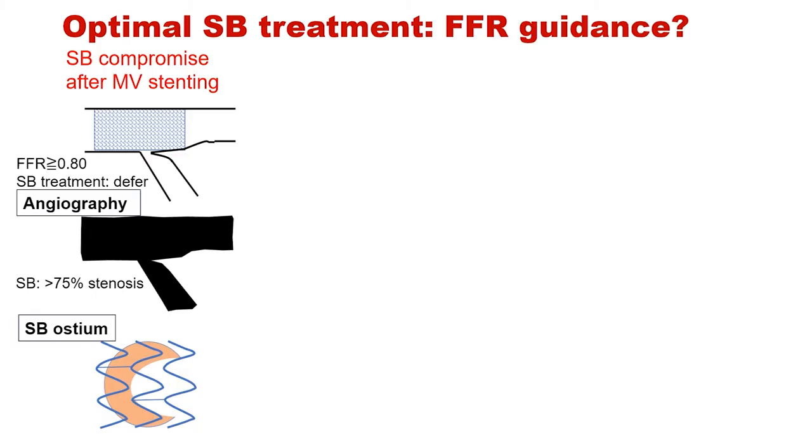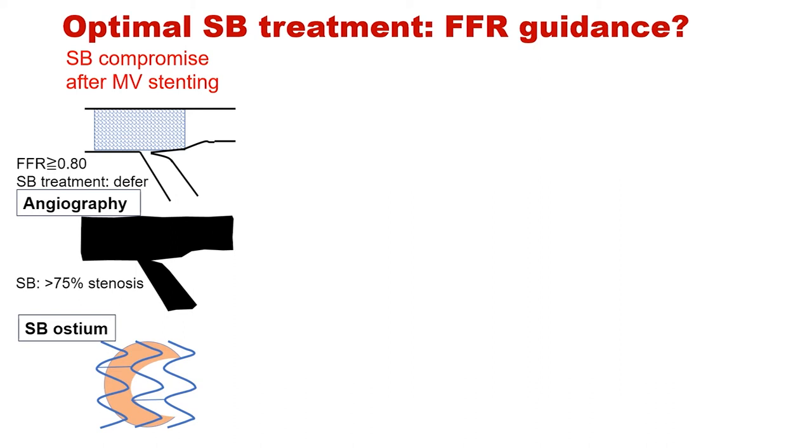Recently, FFR-guided side branch treatment is proposed as follows. Even in the case with side branch compromise after main vessel stenting, preserved FFR of more than 0.8 allows us to leave the side branch untreated. The actual condition of the side branch ostium is indicated in the slide. The shifted carina is located in the side branch ostium, and the remaining lumen is still enough to tolerate myocardial ischemia.